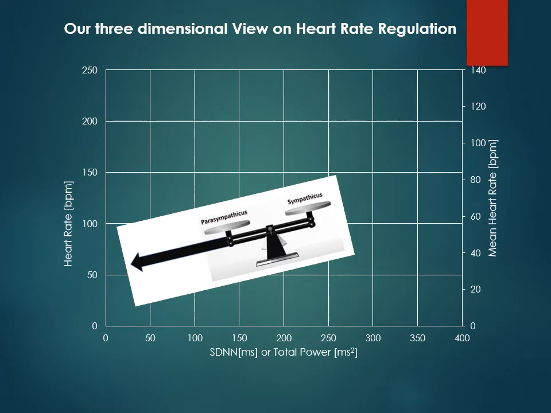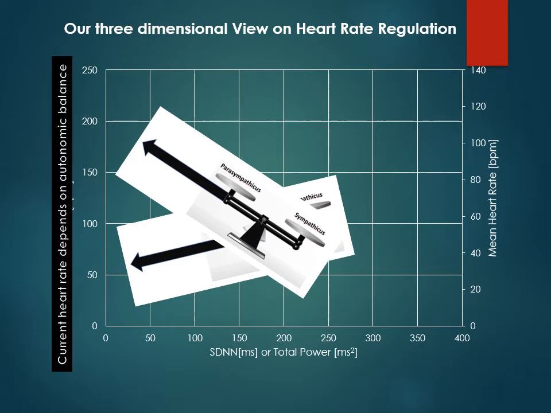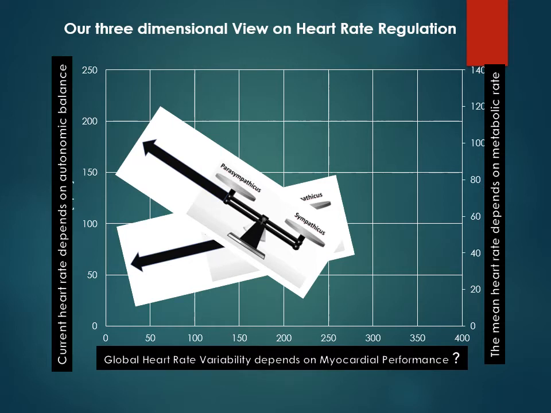With respect to this sophisticated view on heart rate regulation, we have to develop our two-dimensional view on heart rate regulation by a further dimension. The first two dimensions are the sympathicus and parasympathicus that dominate the current heart rate, but there is the mean heart rate, 24-hour heart rate, dominated by the metabolic rate, and perhaps there's a further impact of myocardial performance on heart rate variability.